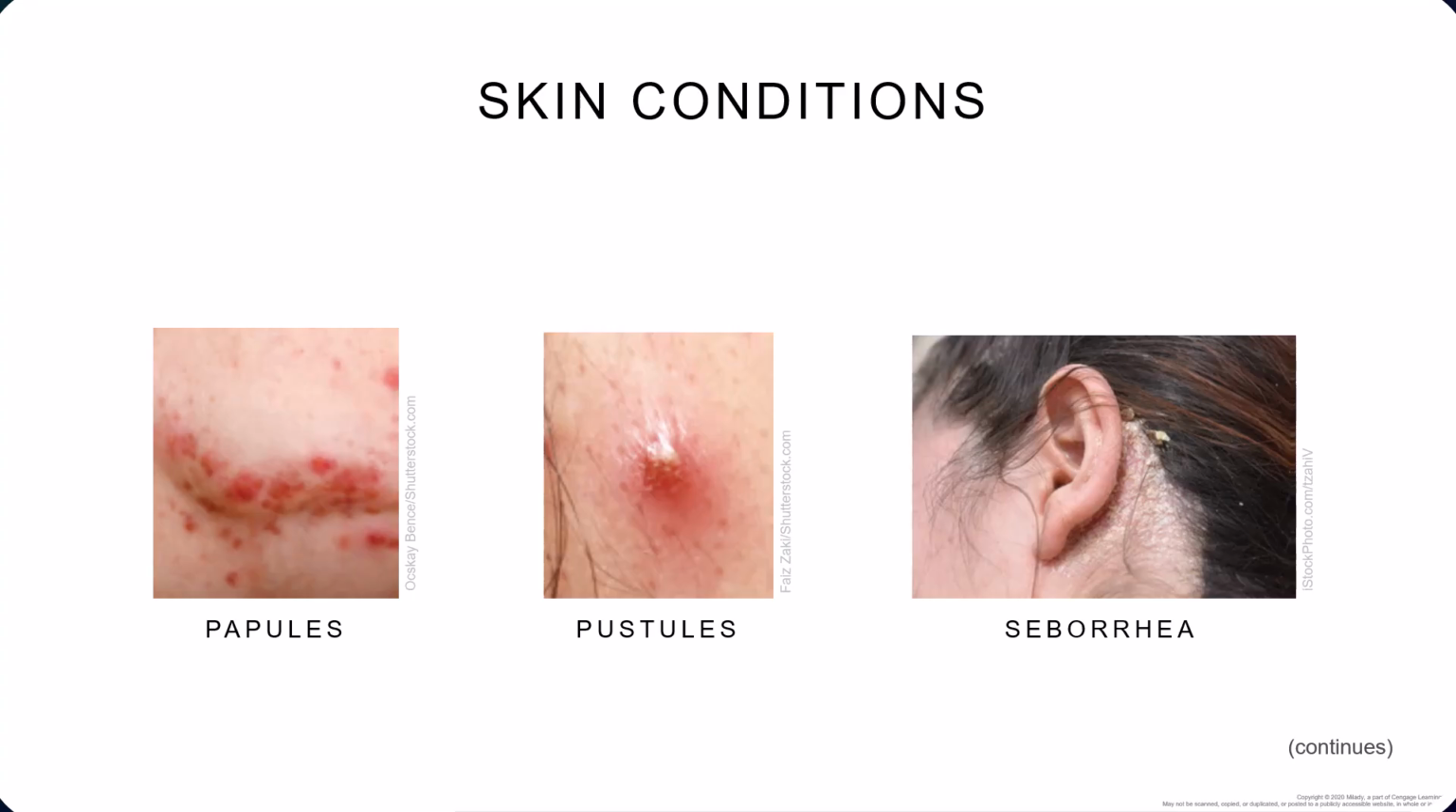Pustules are infected papules with fluid inside, so you can tell the difference because you will see what looks to be a little white head, but you can tell it's not a white head because there's inflammation, and then the actual head itself looks a little yellow toned.